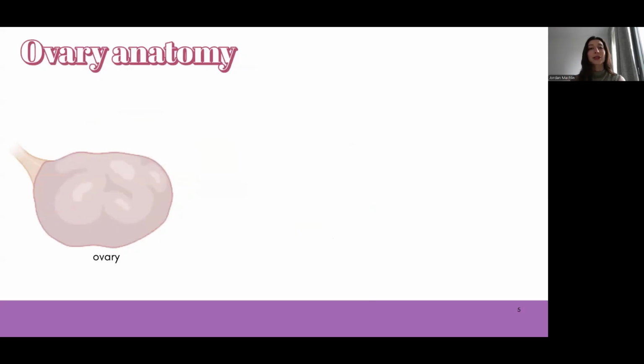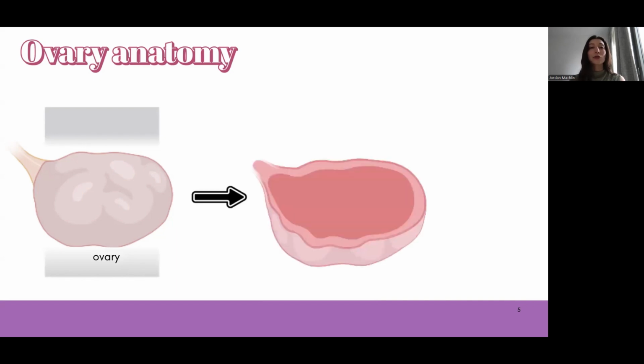Now, let's take a deeper look inside of the ovary. Imagine we cut the ovary down the middle like this so that we can see a cross section. The ovary has two main compartments. The first is called the cortex, which is the outer 1 millimeter of the ovary. And the second is the medulla, which is the inner region.